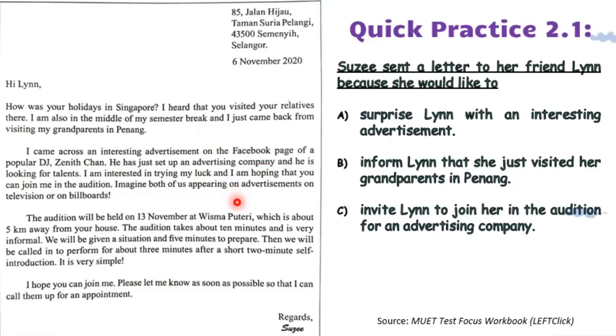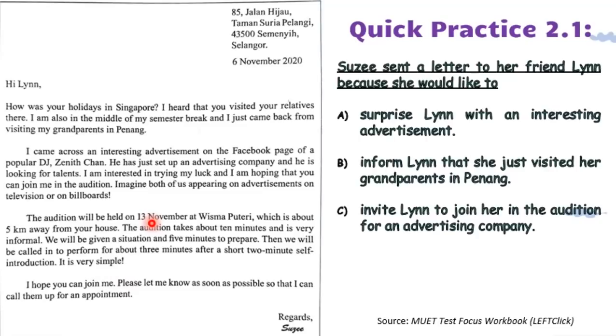No, right? Okay, what about inform Lynn that she just visited her grandparents in Penang? Do you think that Susie wrote this letter just to tell Lynn that she just visited her grandparents in Penang? It was mentioned here in the first part of the letter, but if you look at the second and the third and of course the last part, it's not about Susie visiting her grandparents in Penang. What do you think this is about?